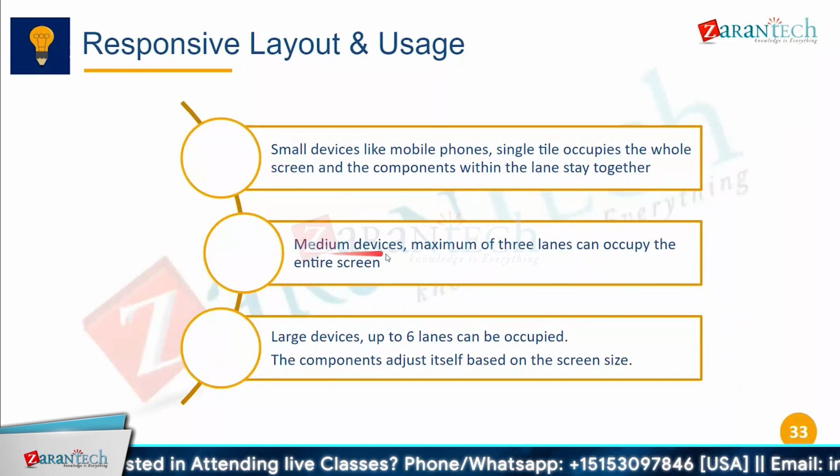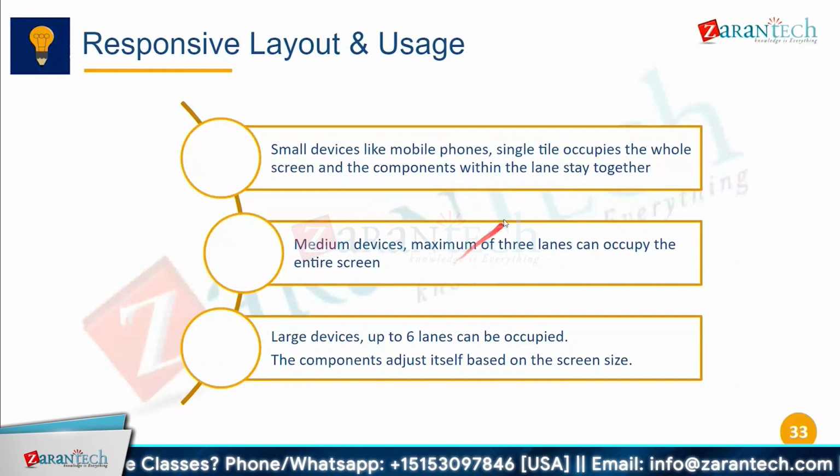And if you open the same thing on medium devices, then a maximum of 3 lanes can occupy the entire screen, so top to bottom, 1, 2, 3. When you open large devices like a tablet, up to 6 lanes can be opened. Even for desktop, I think it is 6 lanes at a time. So the component itself adjusts based on the screen size. This is for responsive layout. Based on the screen sizes, it will align.